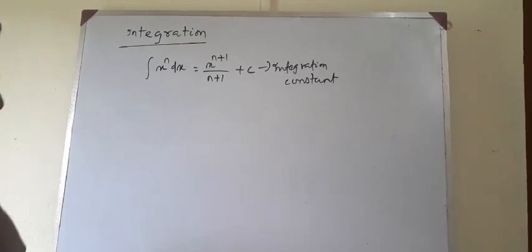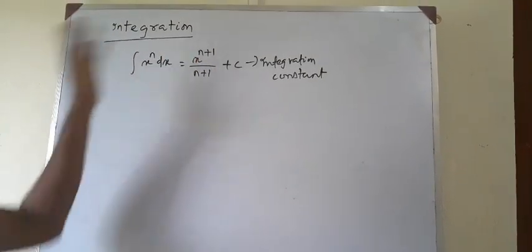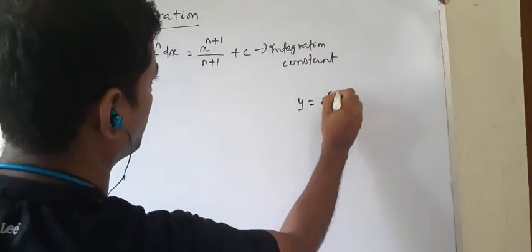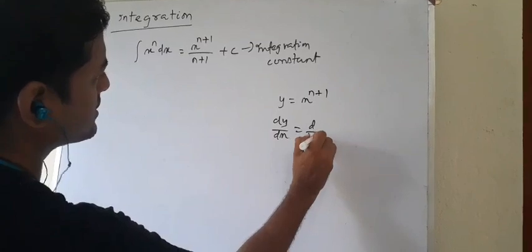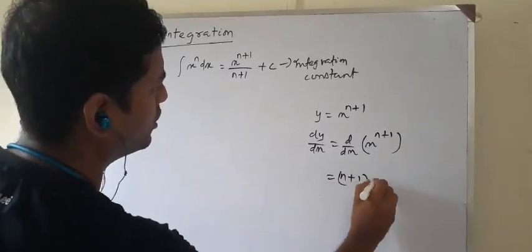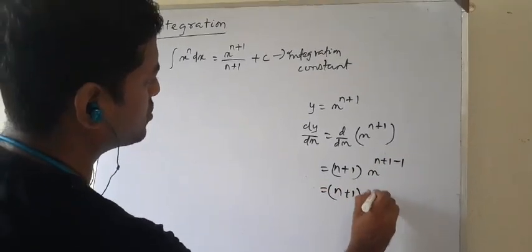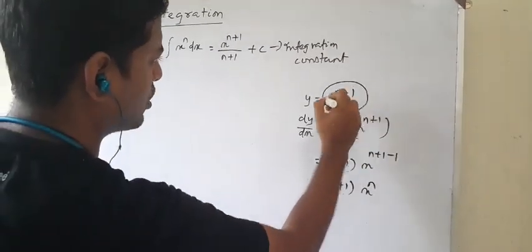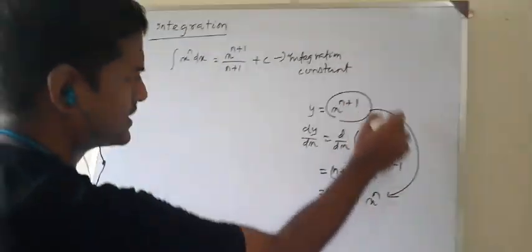Keep in mind that whenever I am taking the derivative of x to the power n plus 1 with respect to x, it comes as n plus 1. For example, let's say y equals x to the power n plus 1. So dy by dx equals d by dx of x to the power n plus 1. So n plus 1 whole into x to the power n plus 1 minus 1. So this will be n plus 1 into x to the power n. So whenever I am differentiating x to the power n plus 1 with respect to x, I am getting x to the power n, which means the power is getting reduced.